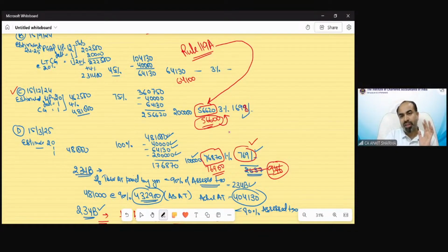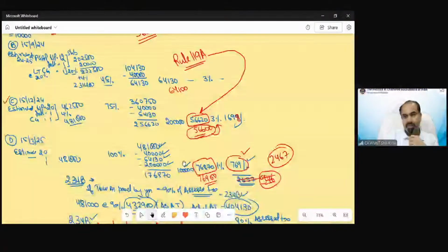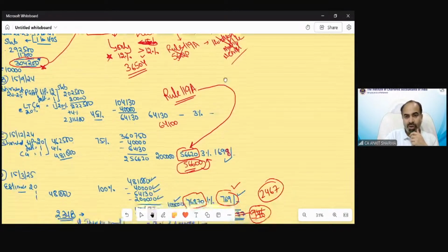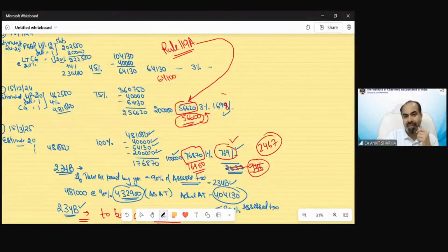The total would be changed to 1698 plus 769. Okay, I guess we have skipped one interest rate. So the correct answer would be 2467. The first interest is now not applicable, this 1691. Sorry, it was not 1691, I guess it was 169. Okay, yes. So now only two interests are going to be applicable, that would be 1698 and 769. So the correct interest for this example would be 2467.